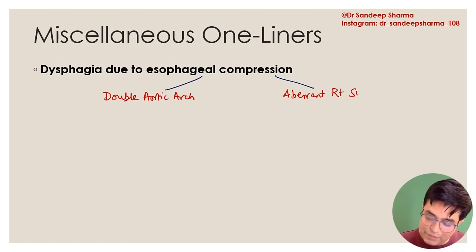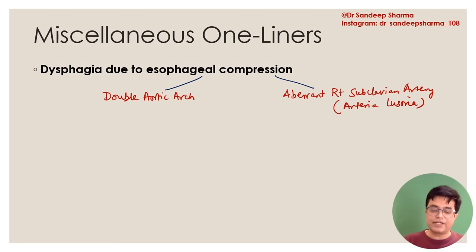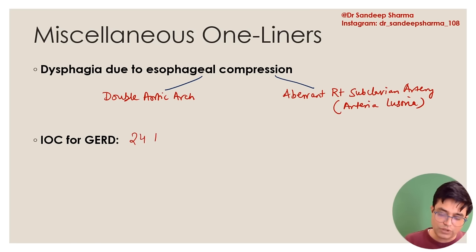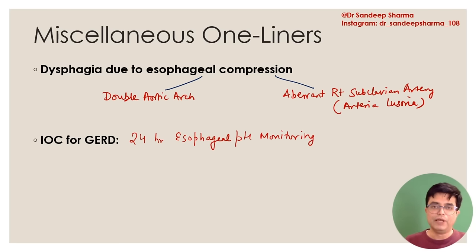So aberrant right subclavian artery, if you remember anatomy, is also called arteria lusoria. So dysphagia due to esophageal compression can be seen due to these two abnormalities. So look for these if they are mentioned. Then what is the investigation of choice for GERD? Yes, it is always 24-hour esophageal pH monitoring. Treatment of choice for GERD will always be PPIs, pantoprazole and similarly esomeprazole can be used.